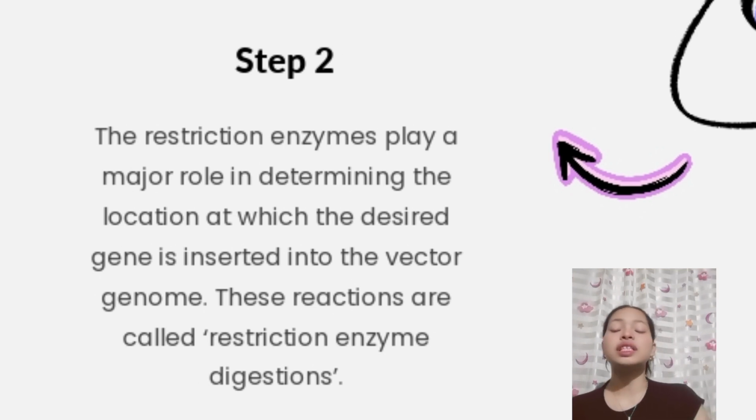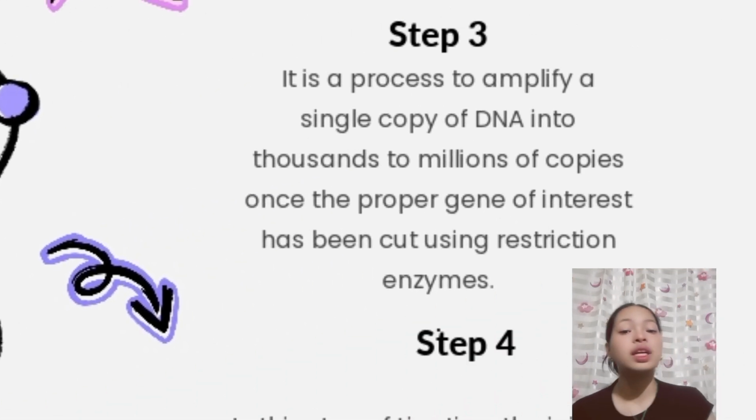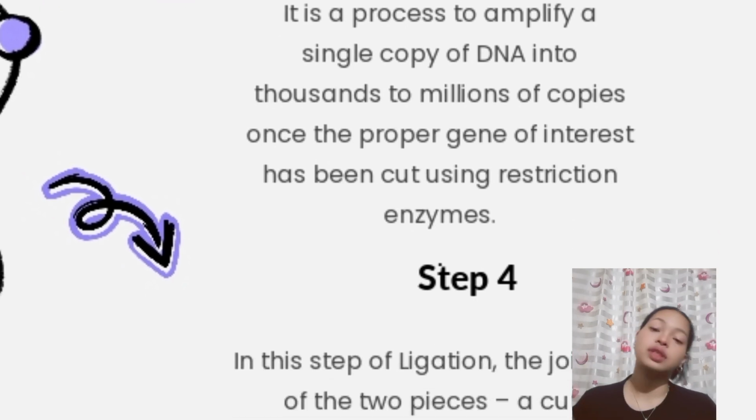The restriction enzymes play a major role in determining the location at which the desired gene is inserted into the vector genome. These reactions are called restriction enzyme digestion. Step 3, amplifying the gene copies through polymerase chain reaction or PCR. It is a process to amplify a single copy of DNA into thousands to millions of copies once the proper gene of interest has been cut using restriction enzymes.